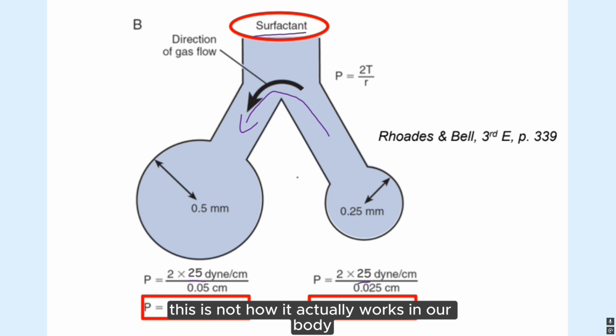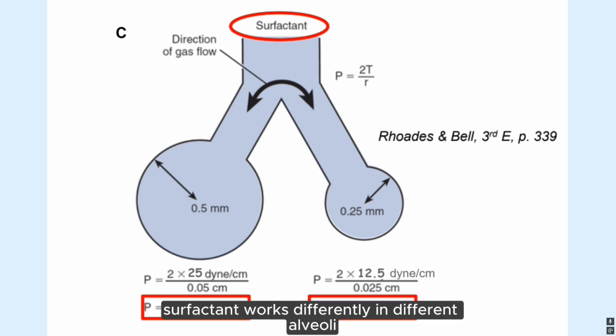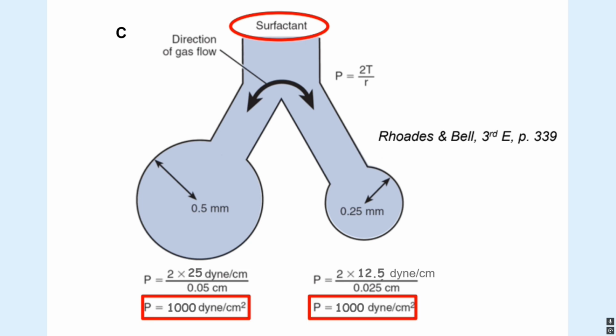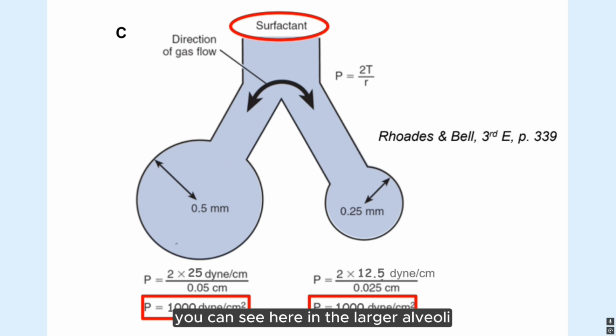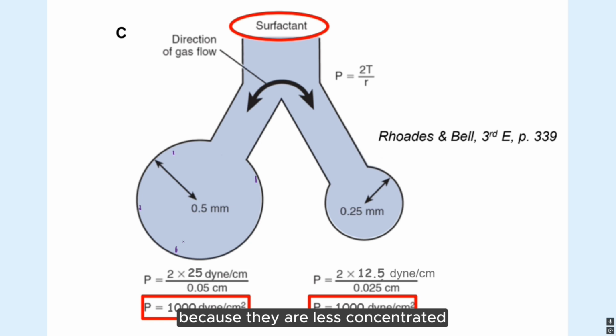Thankfully, this is not how it actually works in our body. In our bodies, surfactant works differently in different alveoli. You can see here in the larger alveolus, let's say I have surfactant here, here, here, and here. The distance between these surfactant molecules is a bit farther apart, so their effect will be less because they are less concentrated.